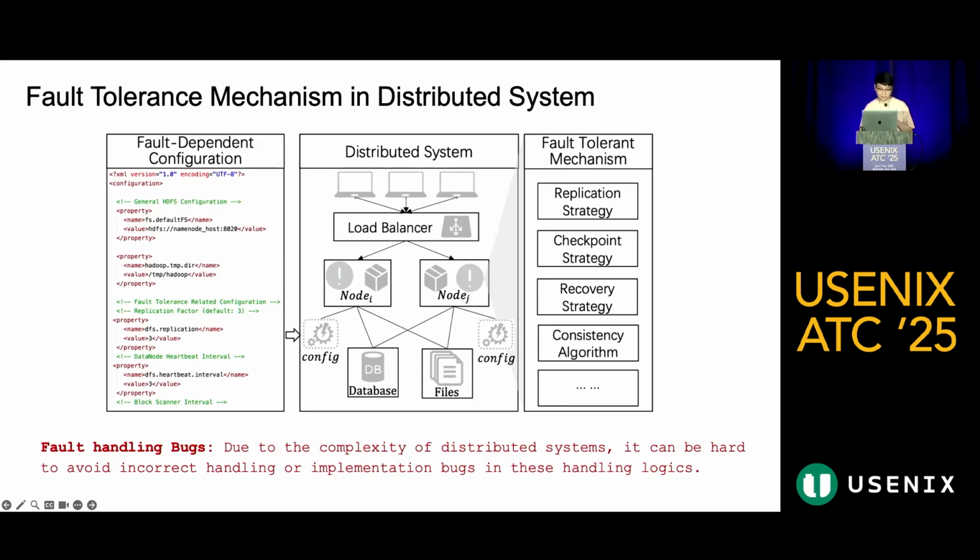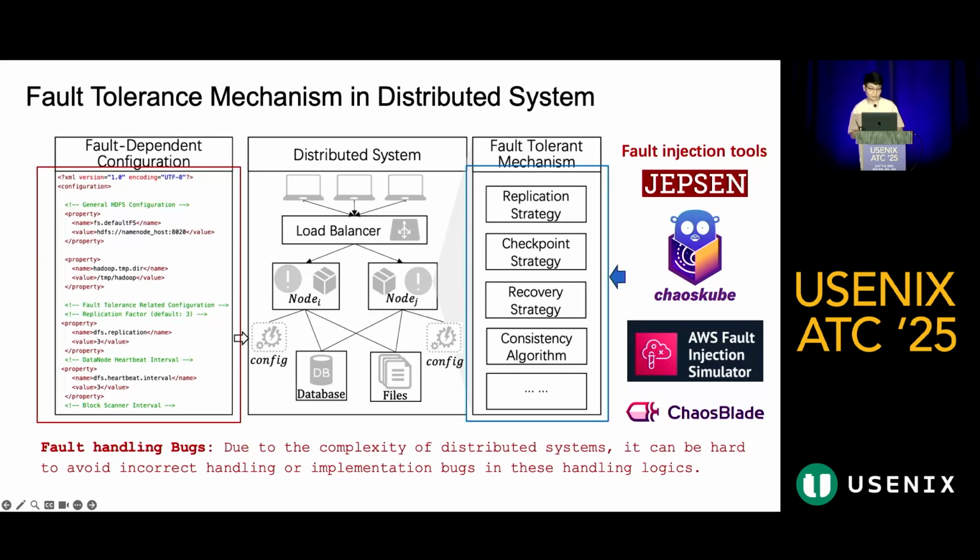To deal with these ever-present faults, distributed systems have all kinds of fault tolerance mechanisms to keep services reliable and available, even when something goes wrong. However, because distributed systems are so complex, it's easy to make mistakes when handling these kinds of failures, either due to wrong logic or bugs in the code implementation. And we call these issues fault handling bugs.